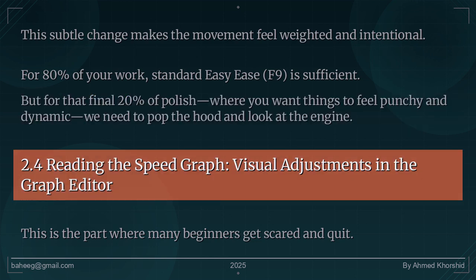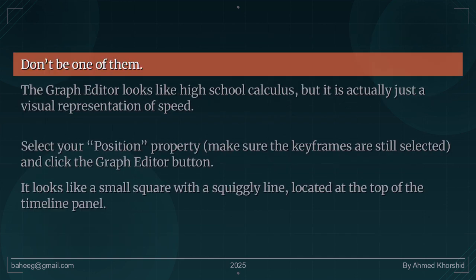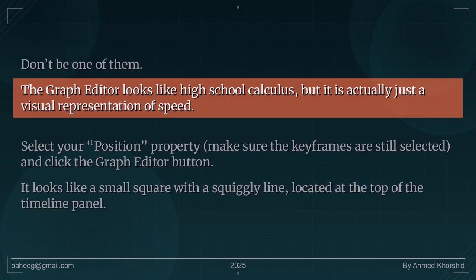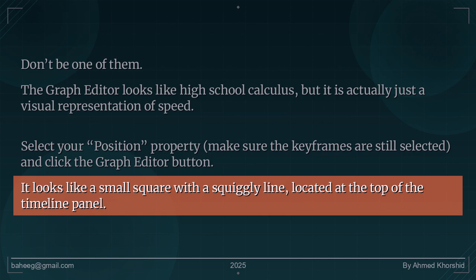2.4 Reading the speed graph, visual adjustments in the graph editor. This is the part where many beginners get scared and quit. Don't be one of them. The graph editor looks like high school calculus, but it is actually just a visual representation of speed. Select your position property, make sure the keyframes are still selected, and click the graph editor button. It looks like a small square with a squiggly line, located at the top of the timeline panel.